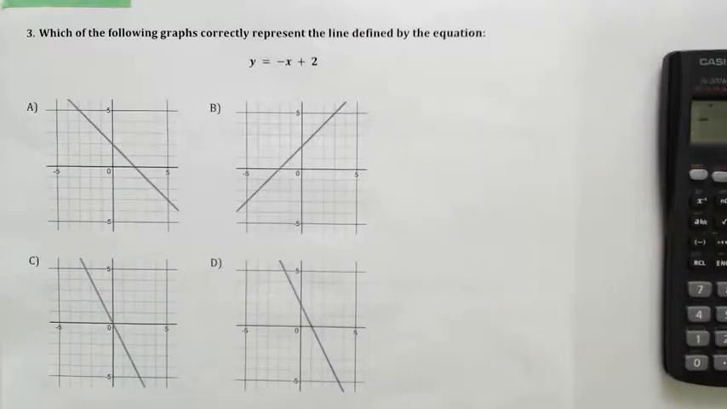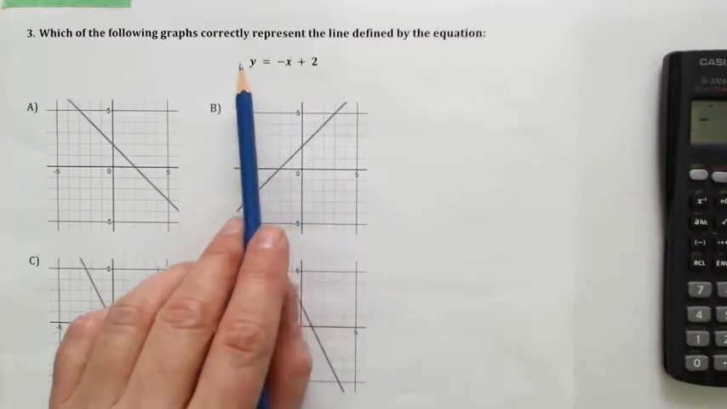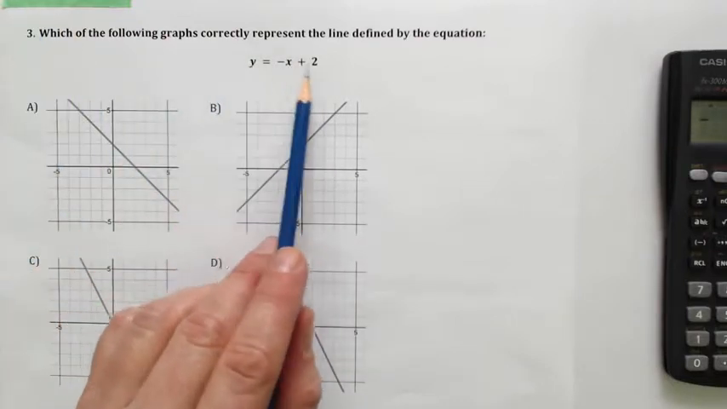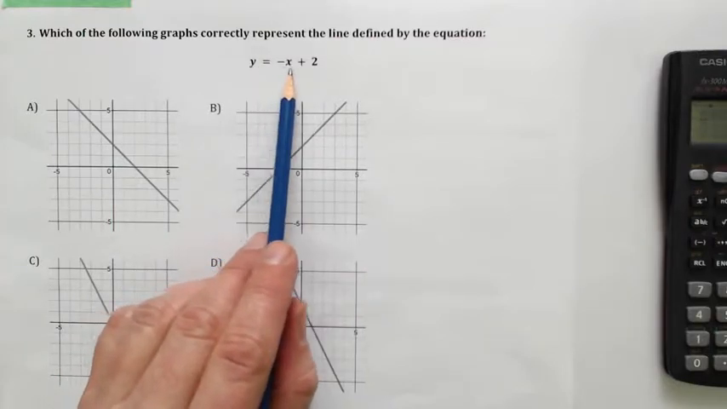Hey guys, we're looking at exceptions in the straight line. Number 3, which of the following graphs correctly represent the line defined by the equation y is equal to negative x plus 2? So we call this one an exception because a lot of people say, well, hey sir, I don't see the a here. There's no number in front of my x. The y is isolated, which it needs to be, but I don't see a number there.